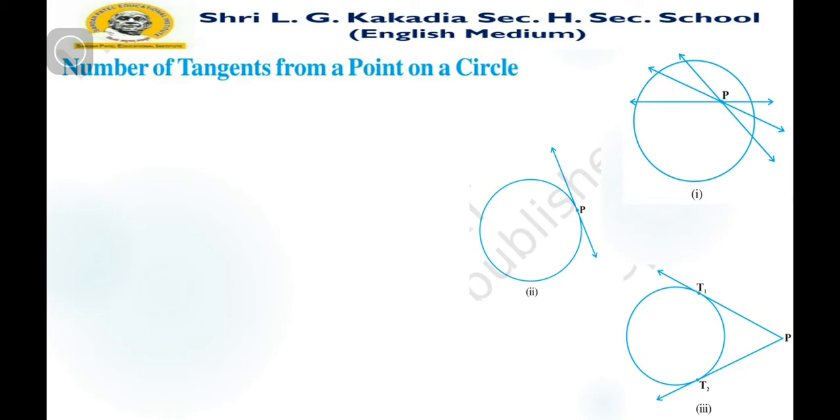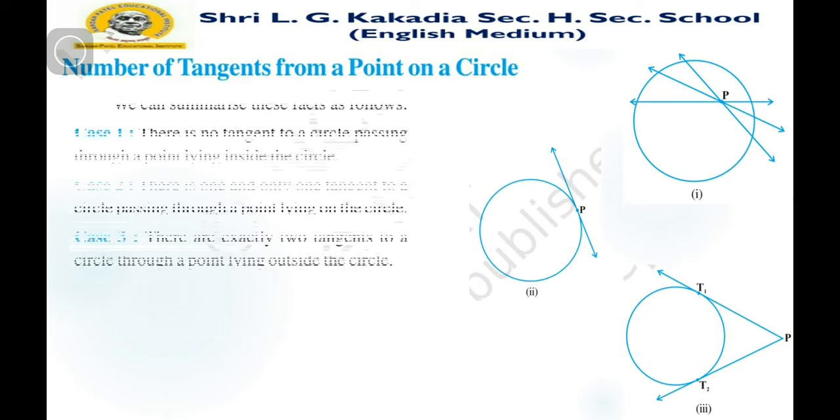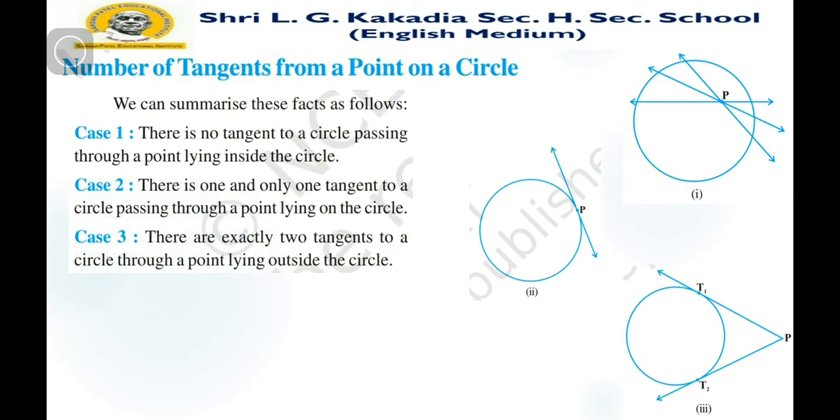So let us consider three facts. Case 1: there is no tangent to a circle passing through a point lying inside the circle, as in figure 1. Case 2: there is one and only one tangent to a circle passing through a point lying on the circle. And case 3: there are exactly two tangents to a circle through a point lying outside the circle.